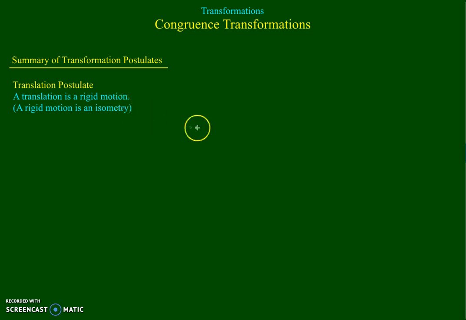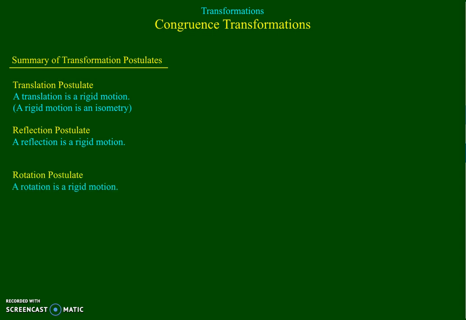The next one we came up with was the reflection postulate. That said a reflection is a rigid motion. And then there was the rotation postulate, and that said a rotation is a rigid motion. Nothing new and surprising here. All these, translation, reflection, rotation, we said at first, when we first introduced this series, that these three were going to be transformations that preserve angle and length. Then we had the composition theorem. The composition theorem said a composition of two or more rigid motions results in a rigid motion.